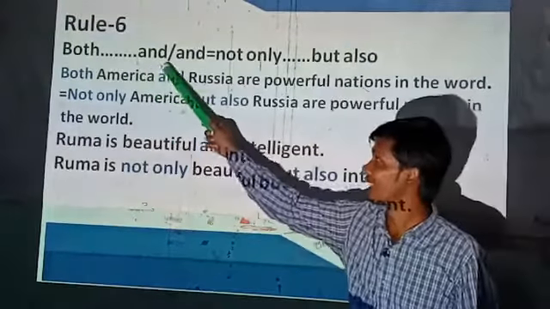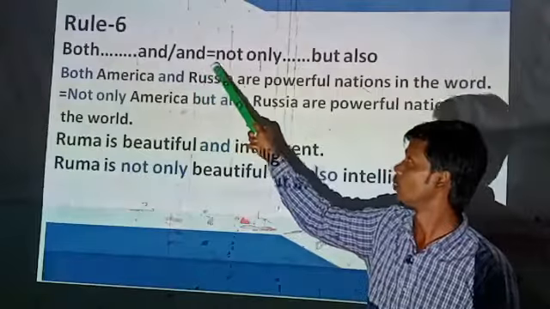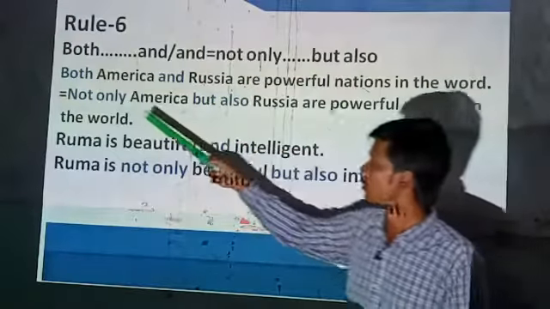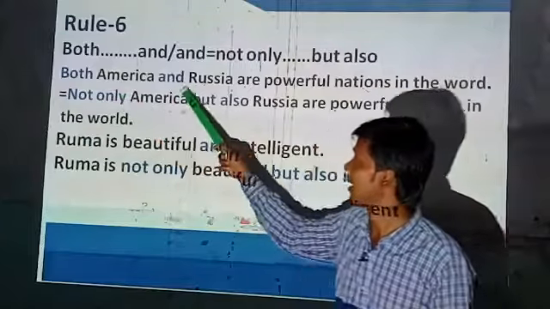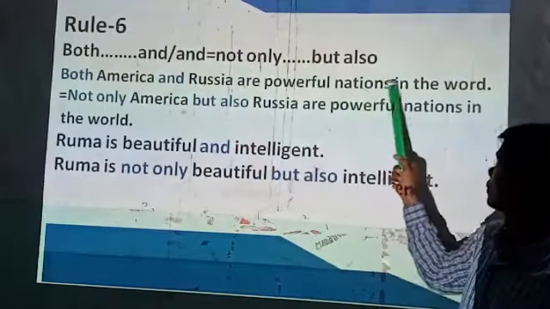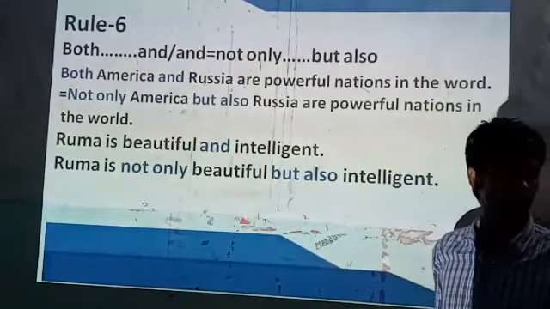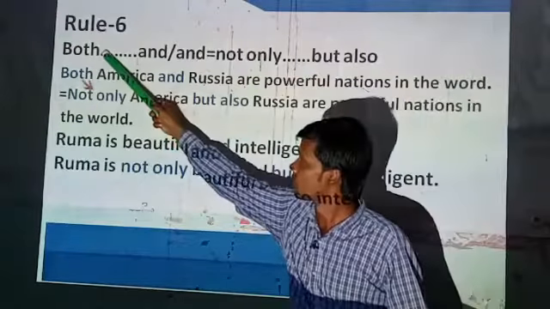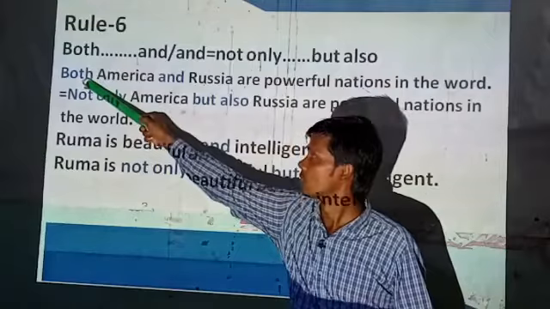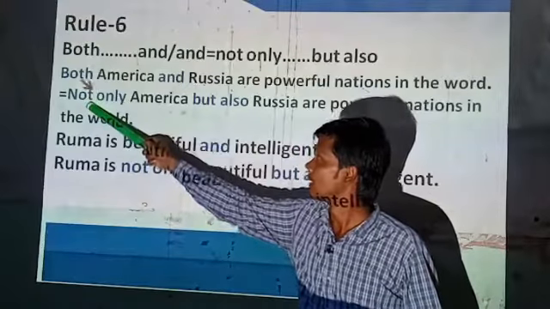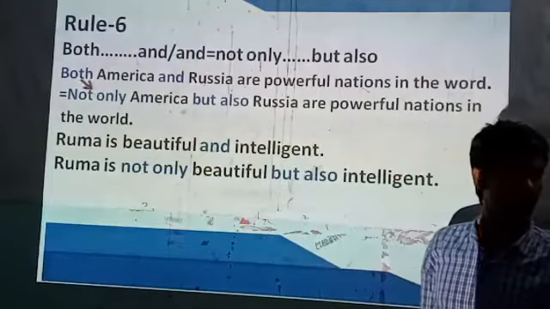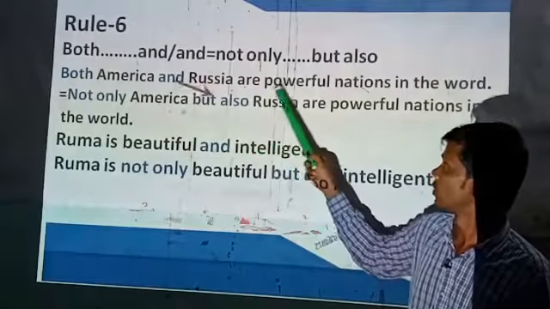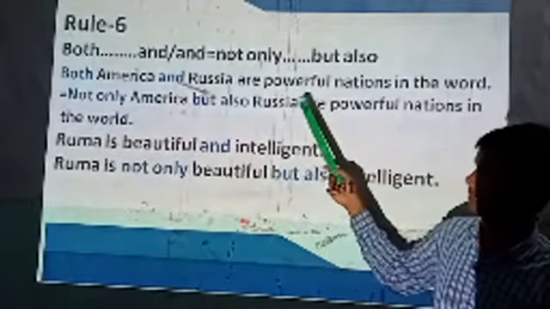Both...and equals not only...but also. Both America and Russia are powerful nations in the world. So dear students, look at this. In place of both, you must write not only, and in place of and you will have to write but also, and there will be no change in the meaning of the sentences.